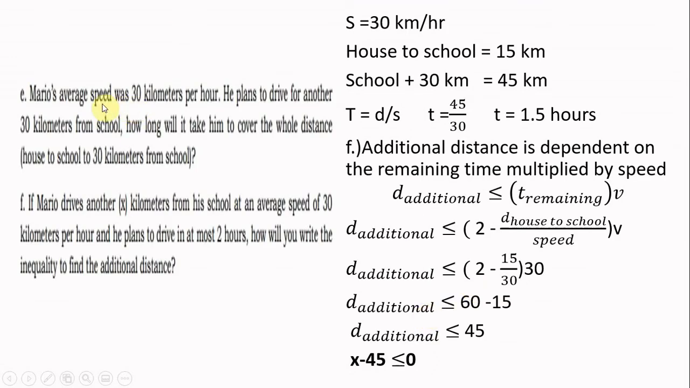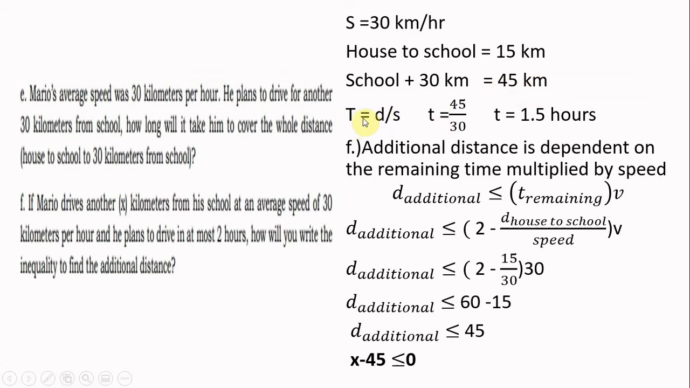Okay, letter E. Mario's average speed was 30 kilometers per hour. He plans to drive for another 30 kilometers from school. How long will it take him to cover the whole distance, house to school, to 30 kilometers from school? So additional 30 kilometers. So speed is equal to 30 kilometers per hour. House to school, that's 15 kilometers. And school plus 30 kilometers, it should be 45 kilometers.